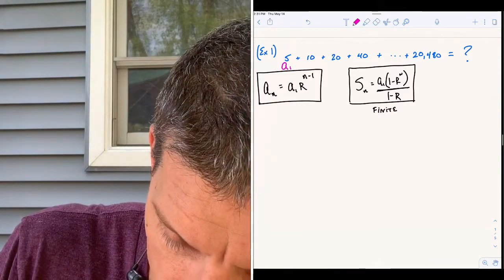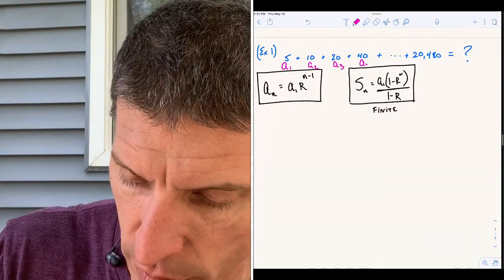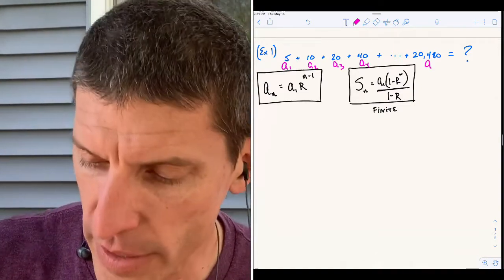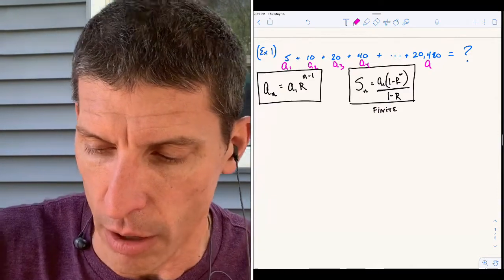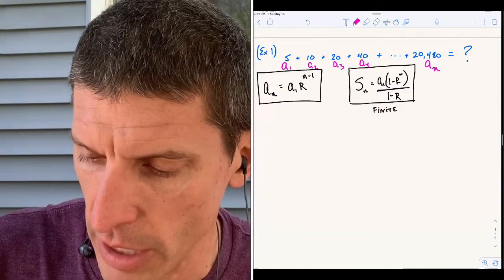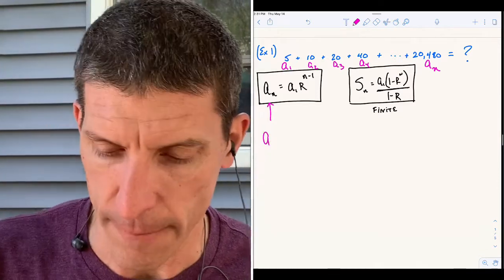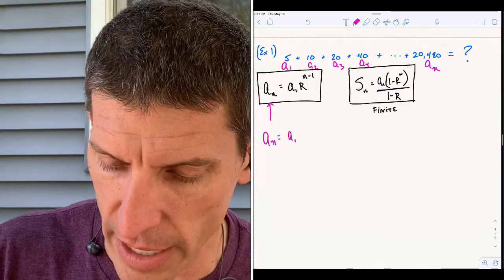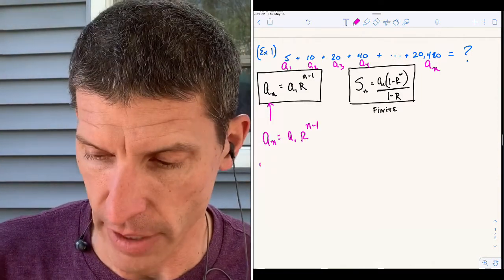I know that this 5 is the a sub 1 term, and this is the a sub 2 and a sub 3 and a sub 4 terms. But this is the a sub, I don't have any idea term. I don't know how many terms there are. So instead of a sub question mark, I'll do a sub n. And we have a formula for a sub n. A sub n is a sub 1 r to the n minus 1.